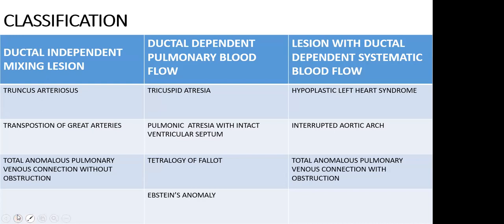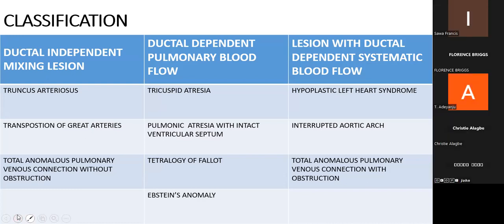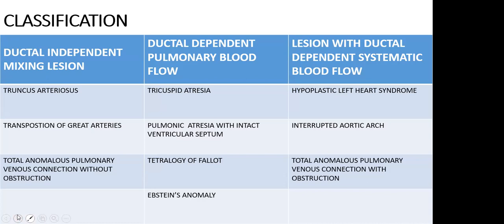We have the one based on ductal independent mixing lesion, the one of ductal dependent pulmonary flow, and also the one of lesion with ductal dependent systemic blood flow. For ductal independent mixing, this results from pulmonary and systemic mixing, which leads to deoxygenation of the arterial blood. The mixture of the pulmonary and the systemic blood brings about the deoxygenation of arterial blood that gets into the systemic circulation.